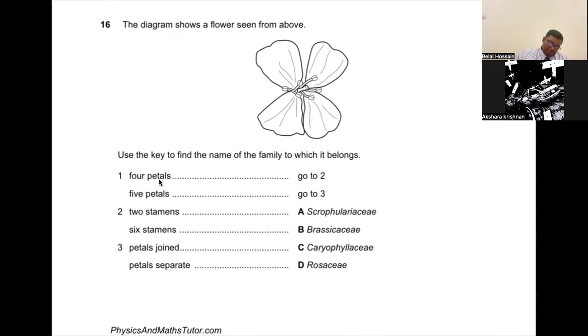Try number 16. The diagram shows a flower seen from above. Use the key to find the name of the family to which it belongs. Yes. So 4 petals, go to 2 stamens, 6 stamens.